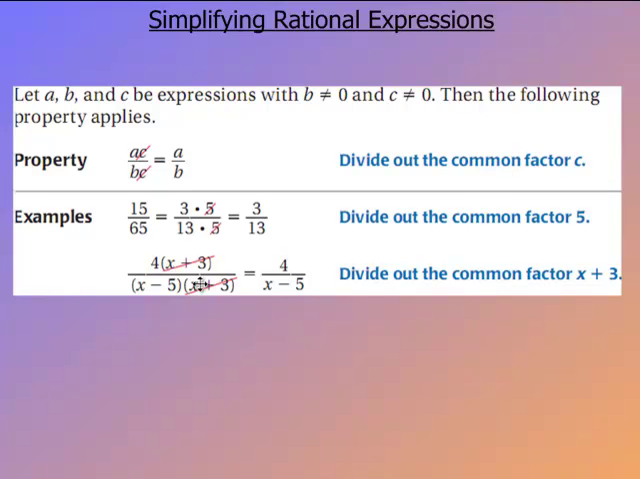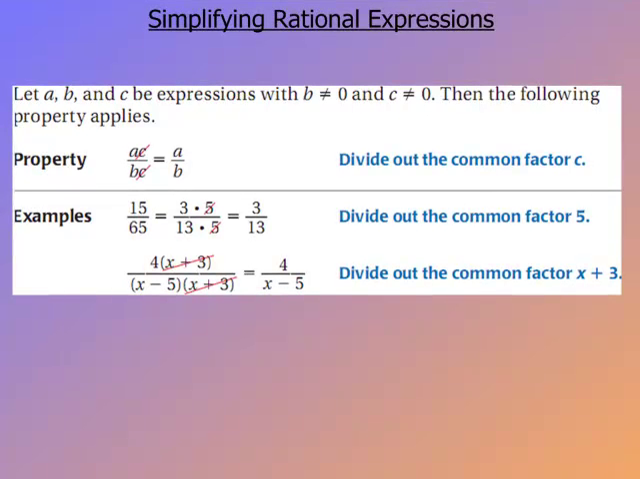So for instance, if I were to take this first example of 15 divided by 65 and simplify it to 3 times 5 over 13 times 5, we can cross out the 5's because 5 over 5 is just 1, and 1 times 3 over 13 is 3 over 13. And that would be a very simple integer example.